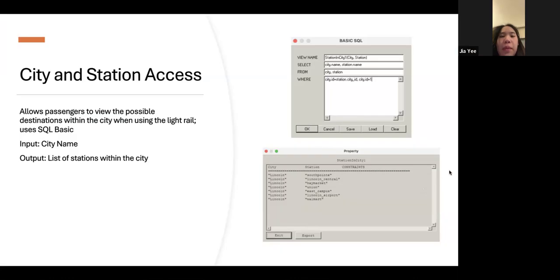And now we'll be talking about our implementation and demo. For our first function, it's about the city and station access. It's to find the possible destination within the city using our train system. We use basic SQL for this, where we input the city name, and then the output is a list of stations within the city. And if we extend our project to other cities, we also can use this function to find the list of cities.